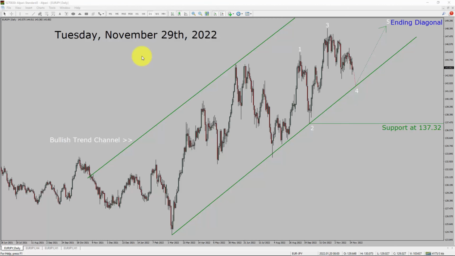Risk disclaimer. Today is Tuesday, November 29th, 2022. I am going to analyze Euro JPY currency pair. Let us start the top to bottom Elliott wave analysis.